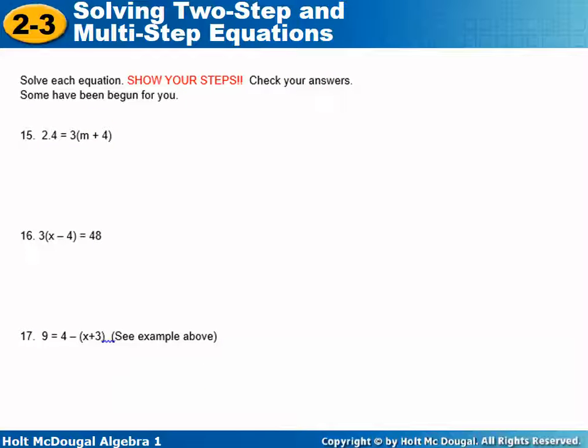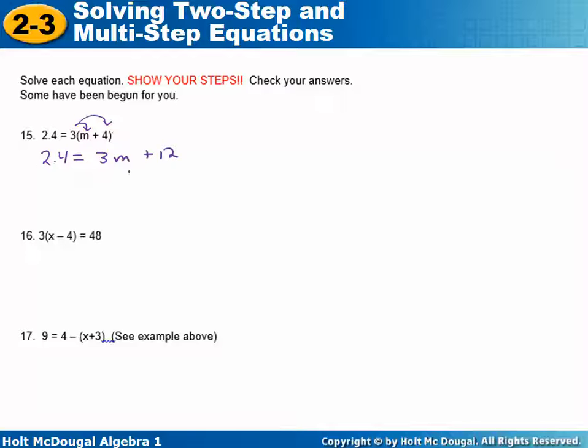There are some more problems like this on your worksheet. I'll do number 15. We have 2.4 equals 3 parentheses m plus 4. This tells us to go ahead and use the distributive property. So 3 times m is 3m, and 3 times 4 is 12.